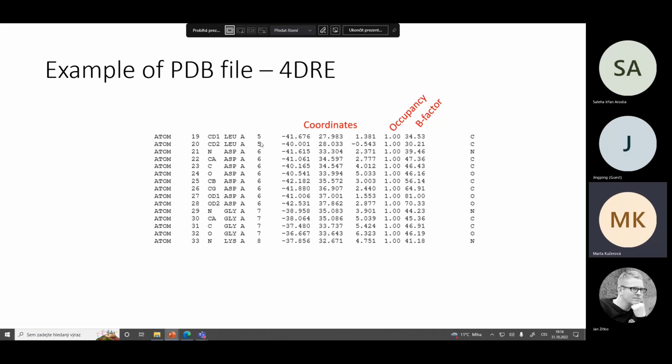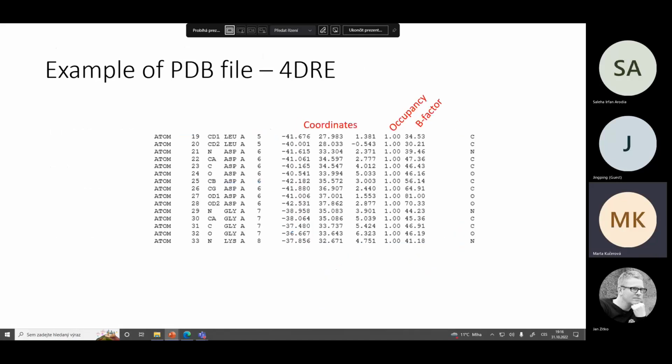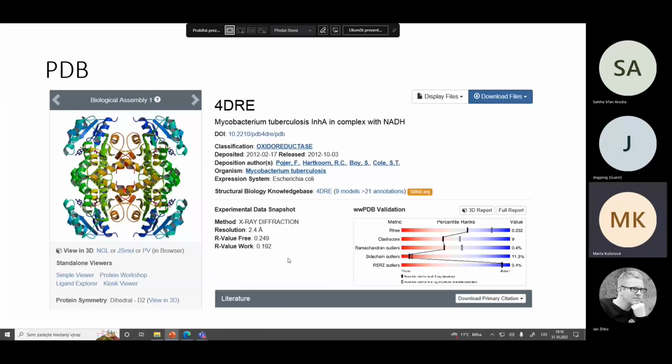And it's the 5th amino acid, so the amino acids are also numbered. When I skip back, you can see here the data. First is the method that was used for the structure determination, which is X-ray diffraction. And we have some values. The 3 values below are the resolution, R value free, and R value work.